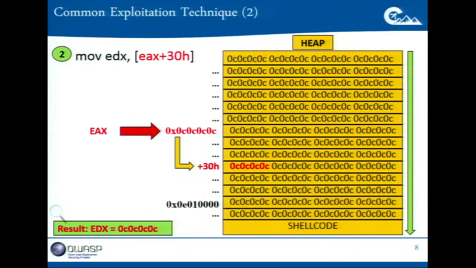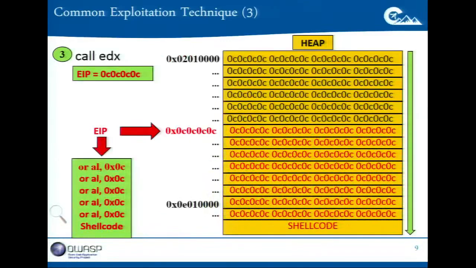But as you can see, what if we said EAX plus 0, EAX plus 4, plus 8, plus 12, plus 16, plus 20? It doesn't matter where the dereference occurs, what offset it occurs at, because it's always going to load 0C, 0C, 0C, 0C into the designated register, which in this case is EDX. So now EDX holds that address.